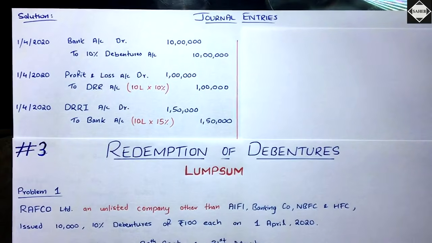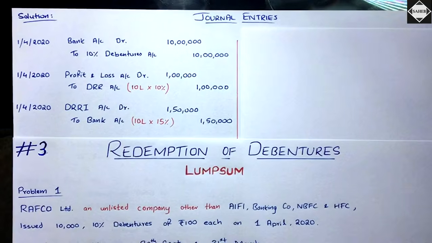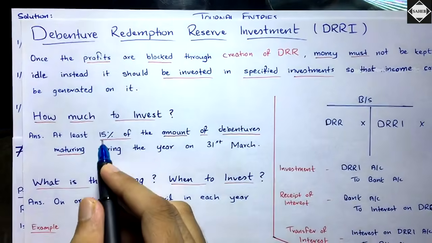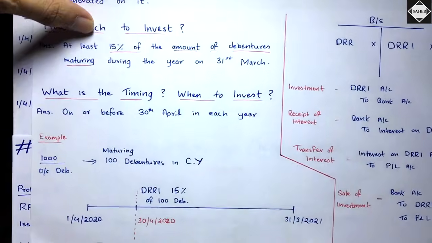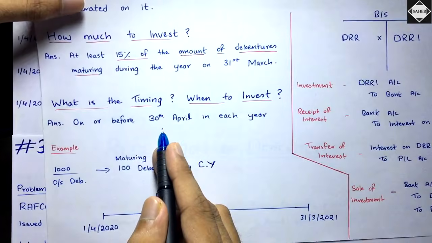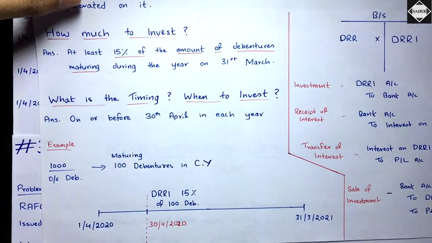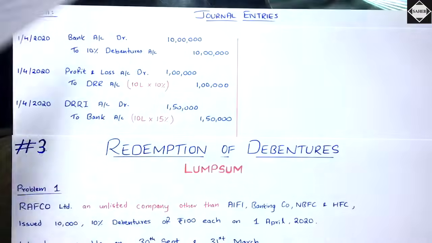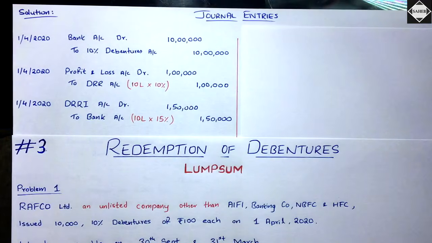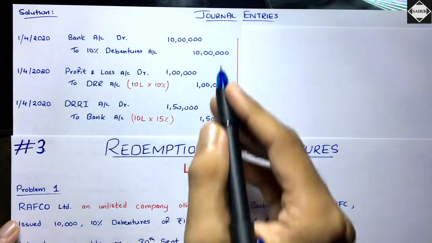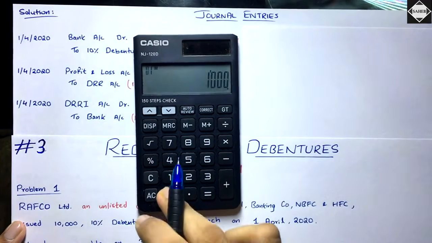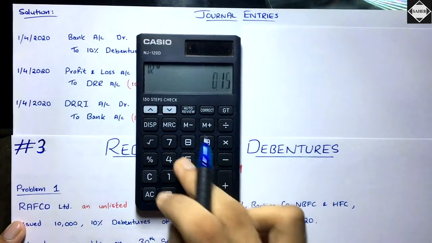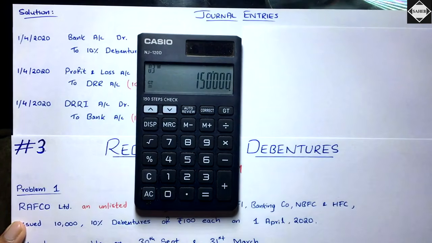Is that clear? Now how did I get that 1 lakh 50,000? It's very simple. The amount of debentures that is maturing in the current year, 15% of that minimum you have to invest. So that's what we are doing, and the timing is on or before 30th April. But what do we do? We don't wait till 30th April. We do it as soon as the debentures are issued or allotted. So 1 lakh 50,000. 10 lakh into 15%. Let's just do that. See here, it's very simple. 10 lakh into 0.15, that's 15%. So that's equal to 1 lakh 50,000.